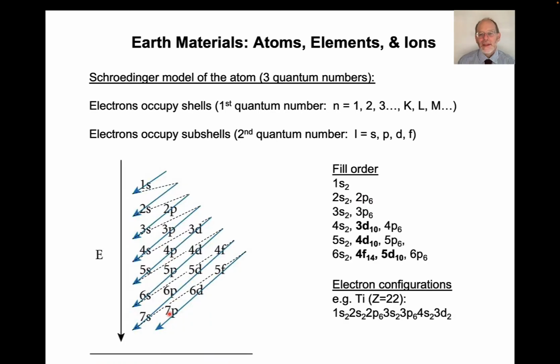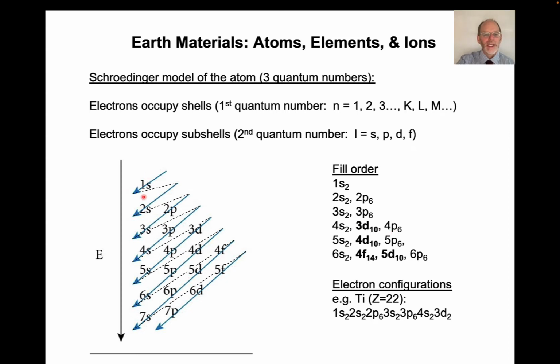The way that these shells are filled as we move up in atomic number follows this pattern. First, we fill the 1s subshell, then we fill the 2s subshell and the 2p subshell, then 3s, 3p, 4s. And this is the tricky part. After we hit the 4s subshell, the next subshells that are filled are the 3d subshells, then the 4p subshells.